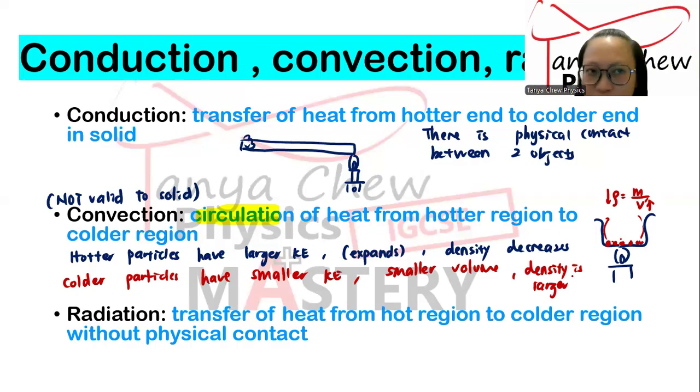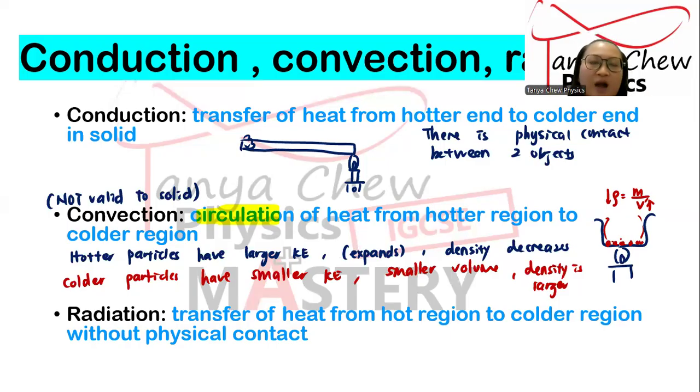Radiation is the transfer of heat from the hot region to the colder region without physical contact. For example, every morning you wake up, when you see the sun, you can feel the heat from the sun. But bear in mind, between the earth and the sun, there's nothing, it's just a vacuum. This is called radiation.